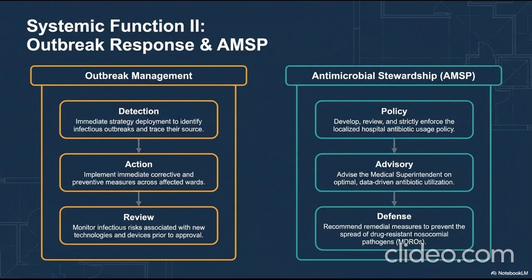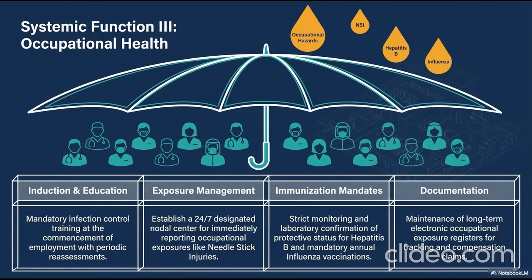Slide 11. Systemic Function 2. Outbreak Response and AMSP. In an outbreak, the program deploys an immediate strategy for detection and source tracing. Simultaneously, the AMSP wing works to develop and strictly enforce localized antibiotic policies, recommending remedial measures to neutralize drug-resistant pathogens.